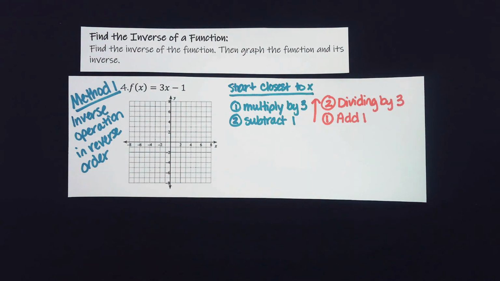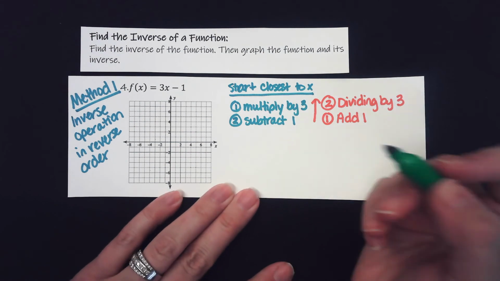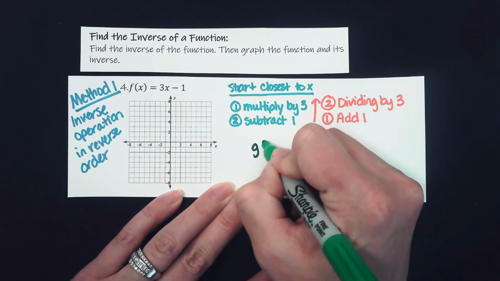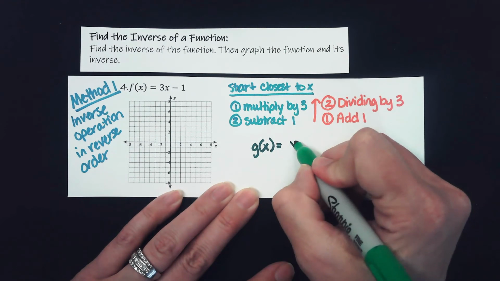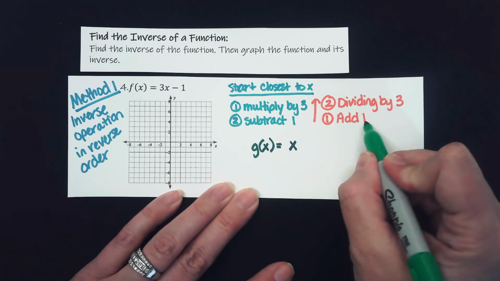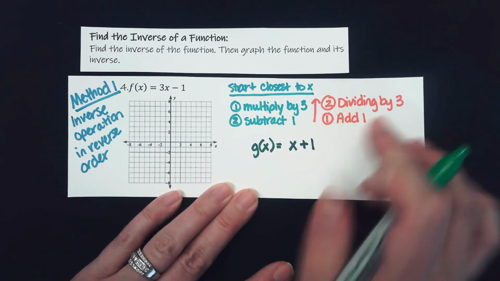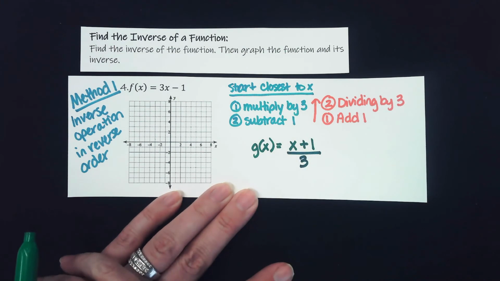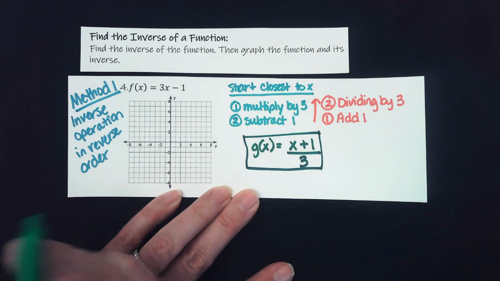So when I write out my problem, that was function f, I'm going to say this is function g. I do these steps. So I take x, step 1 says add 1. Step 2 says divide by 3. So I've got to take all of that and divide by 3. This is my inverse function.